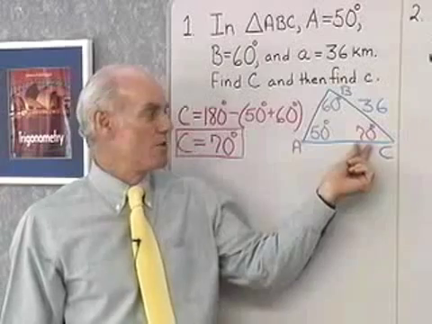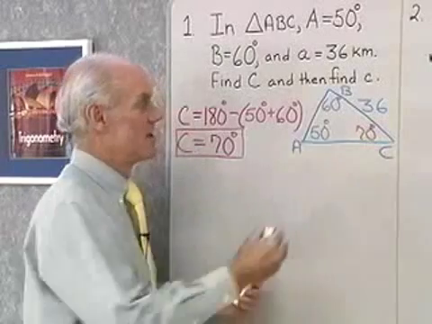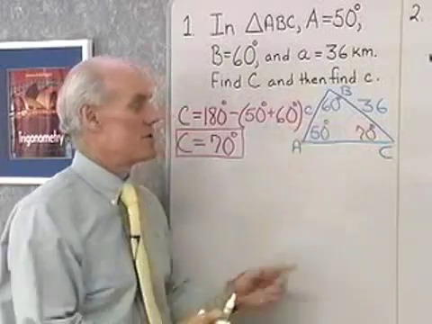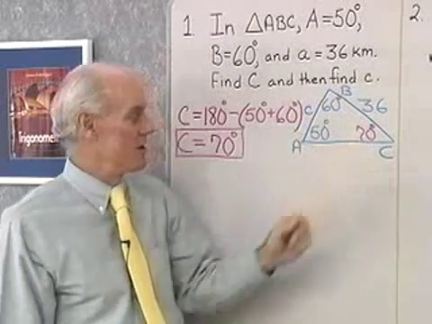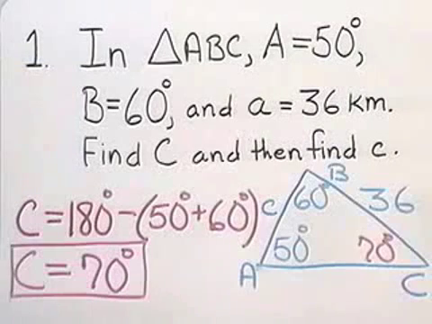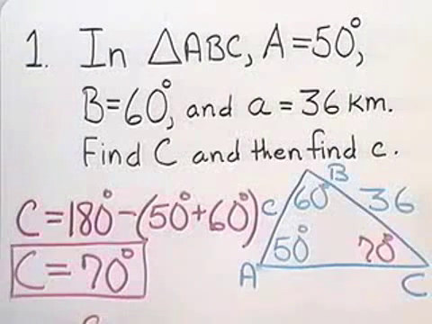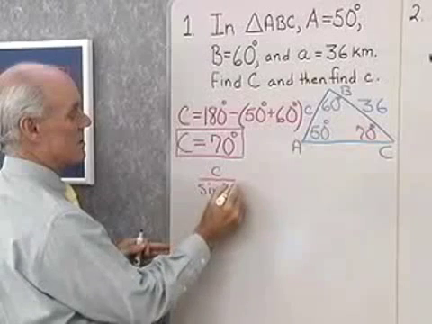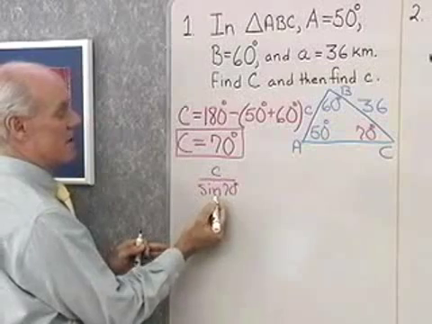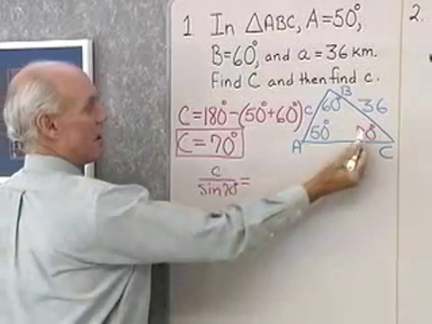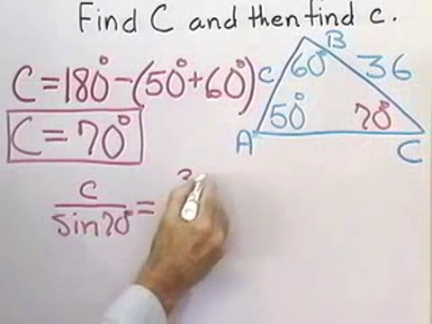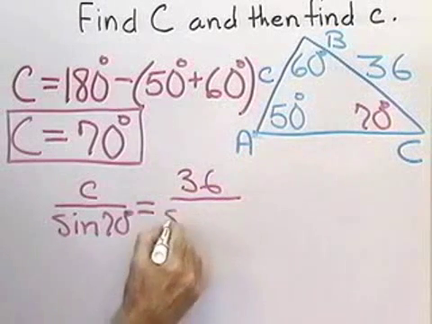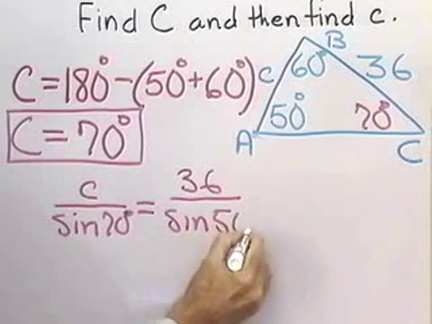Now the next thing I want to do is find the length of side c, which is over here, opposite angle C. And to do that, I'm going to use my law of sines. So what I'm going to say is this. c is to the sine of the angle opposite, which is angle C. So c is to sine 70 as, I'll take this ratio right here, 36 is to the sine of 50 degrees.